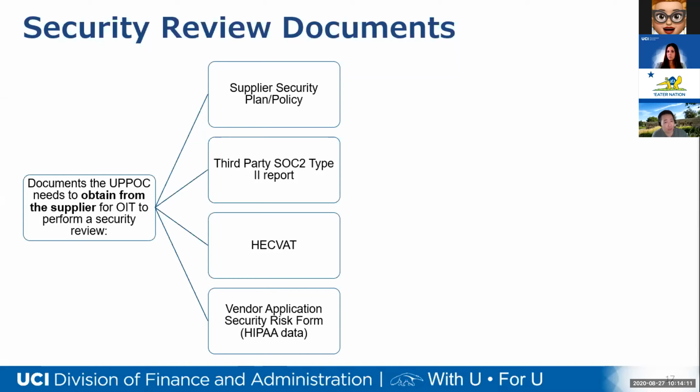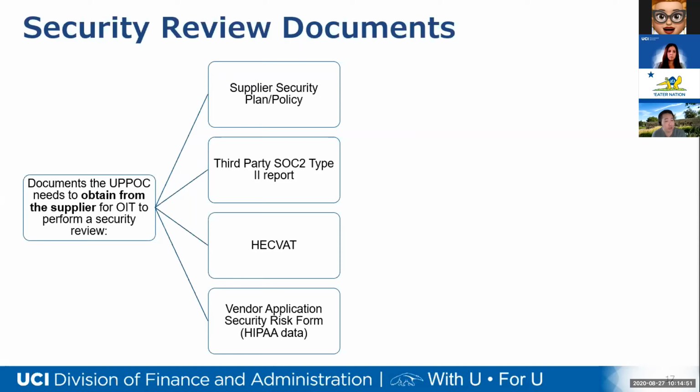And number 2, a third-party SOC 2 Type 2 report, which is a third-party audit of the supplier security plan and infrastructure. Number 3, a HECVAT report, which we more commonly see now. It's another long security questionnaire that the supplier fills out, and it's become somewhat of an industry standard. And number 4 is the vendor application security risk form. And this form in particular is only needed when HIPAA data has been identified. This form has not been made available yet, but this will be on our website shortly.